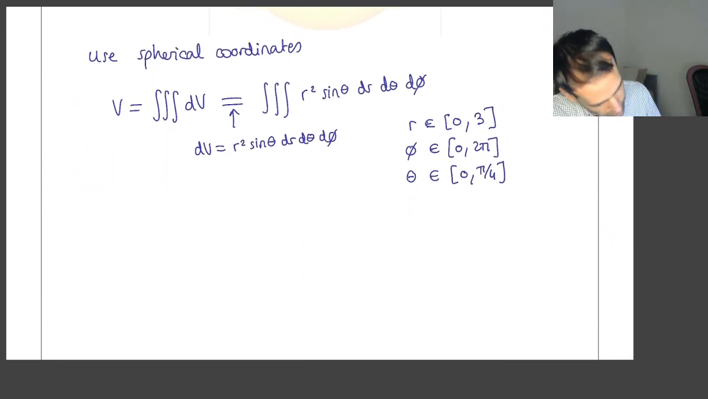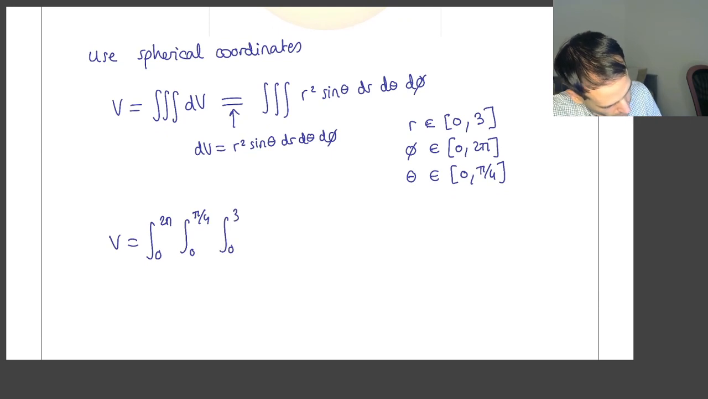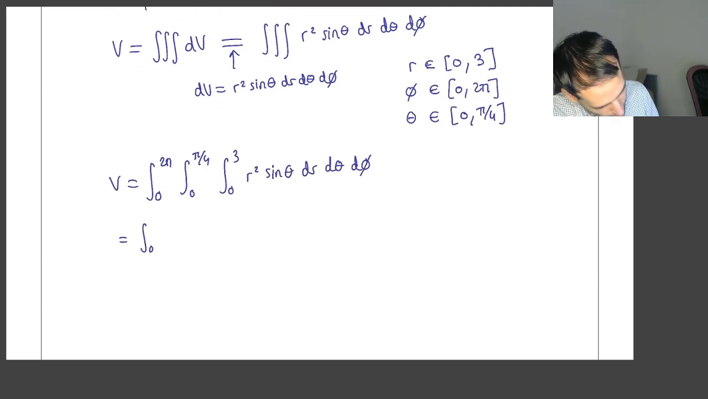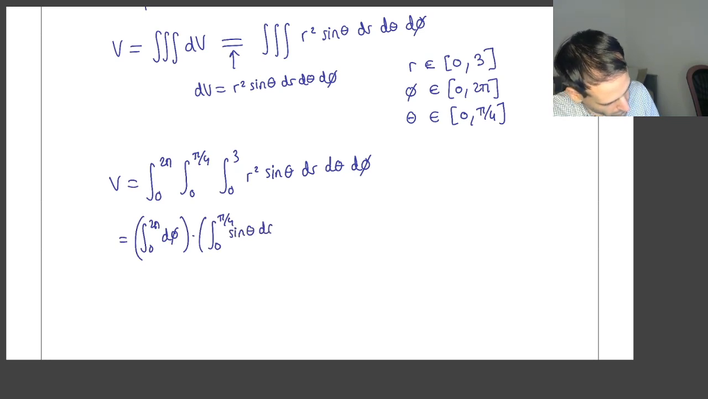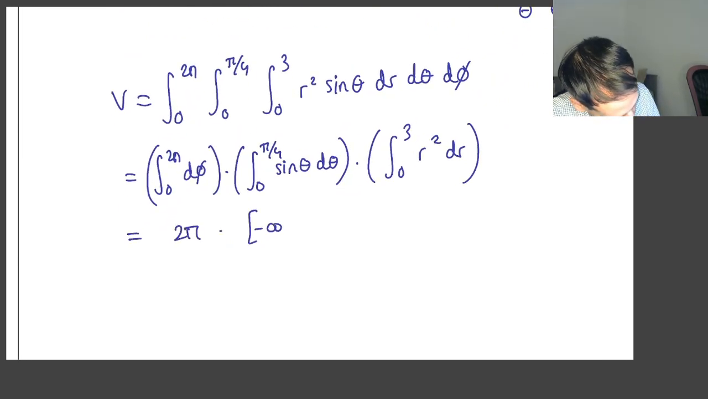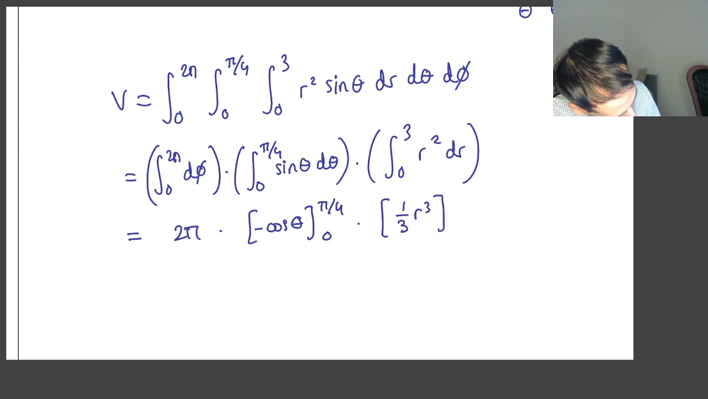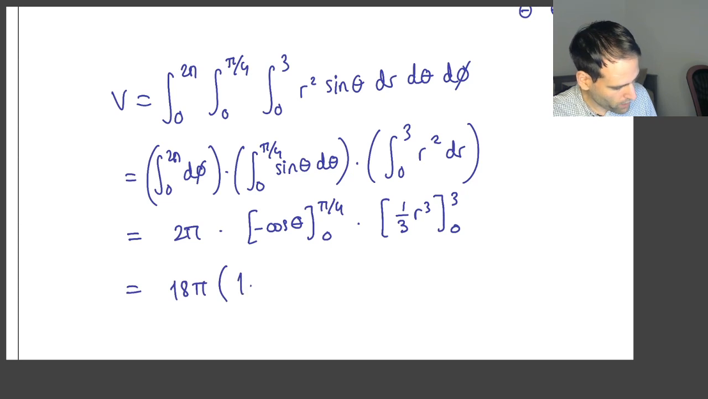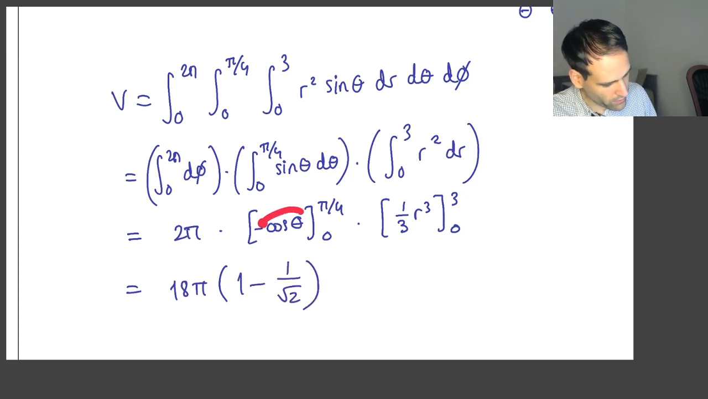Therefore, our volume is equal to the integral from 0 to 2 pi, 0 to pi over 4, 0 to 3 of r squared sine theta dr d theta d phi, to which we can apply separation of variables. We can now solve this, very similar to calculating the volume of a sphere. And the final answer, if you work it out, is 18 pi times 1 minus 1 over square root of 2. You will have to calculate the cosine of pi over 4.